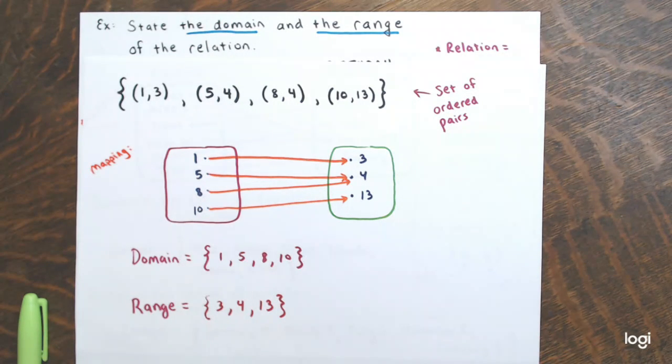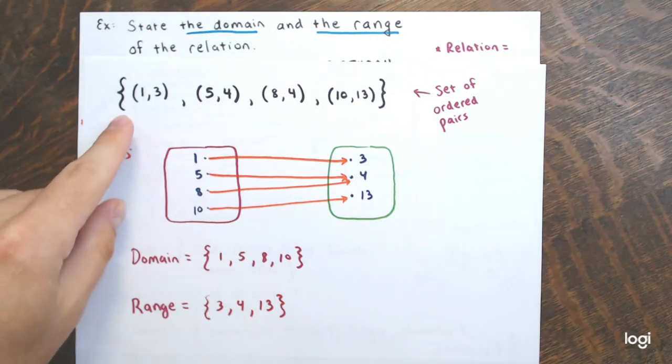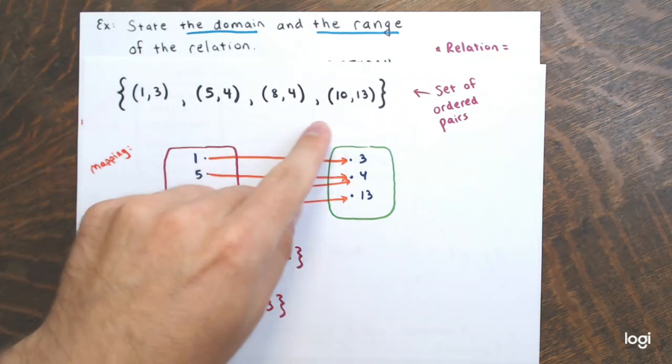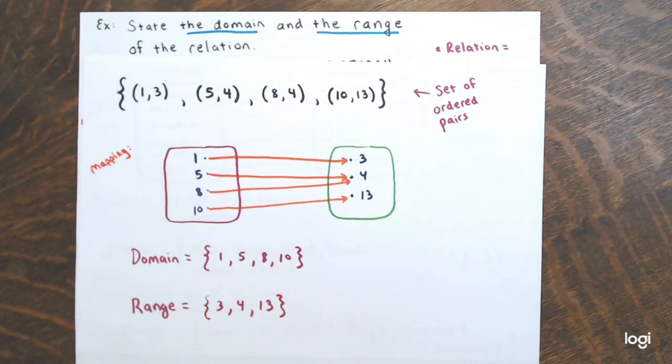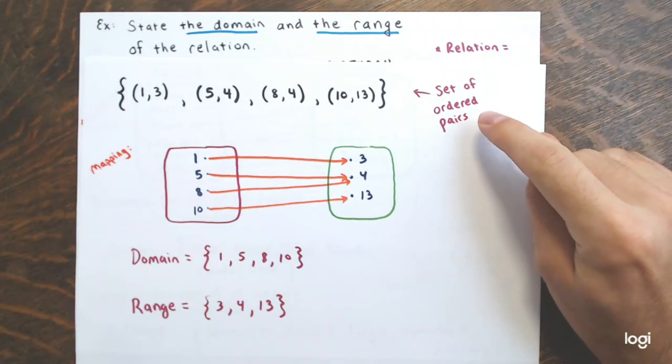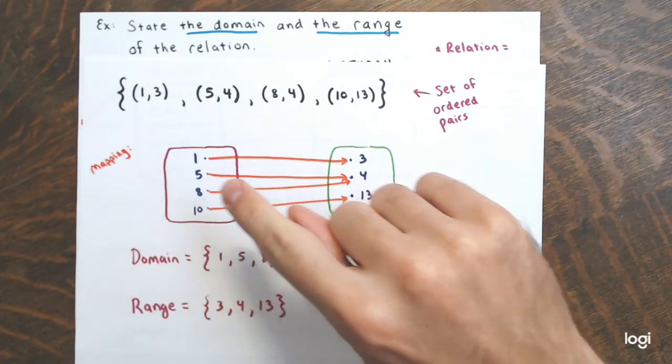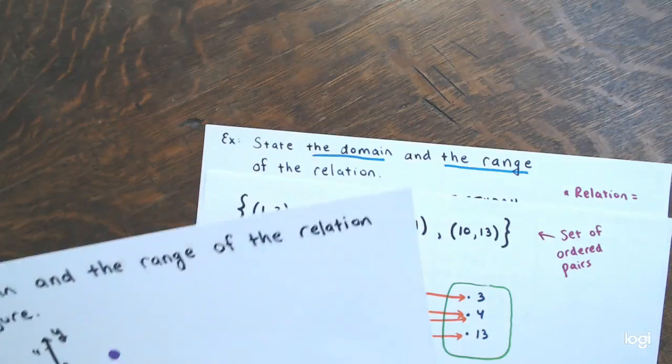Wonderful. And that's it. That's as simple as I can get for a nice simple set of ordered pairs or a mapping. Very easy to identify the domain and the range in that case. Okay, now in the next example I'm again going to be asked to state the domain and the range of the relation shown. But this is another way to represent a relation. We can do it as a set of ordered pairs, as a mapping like this, or as a graph.